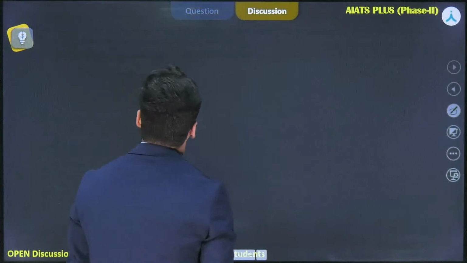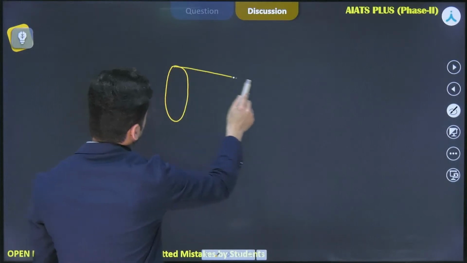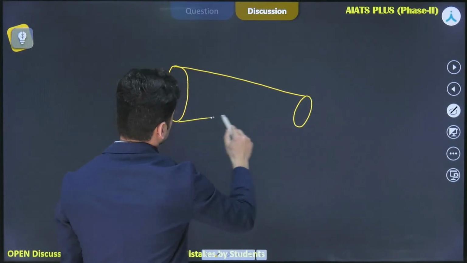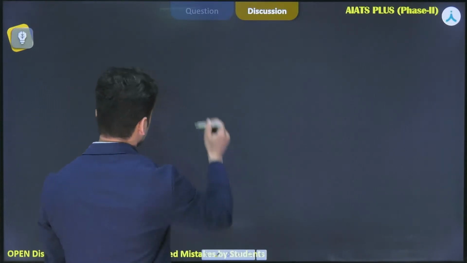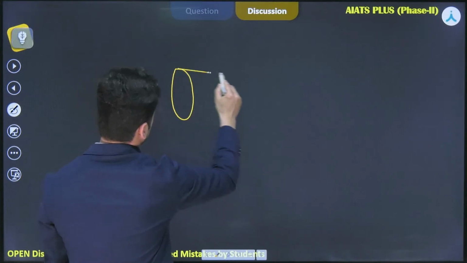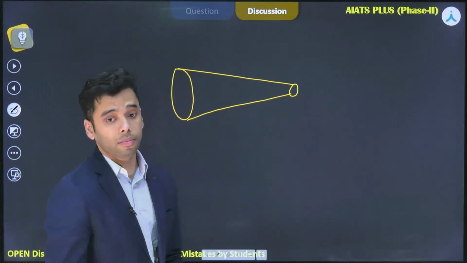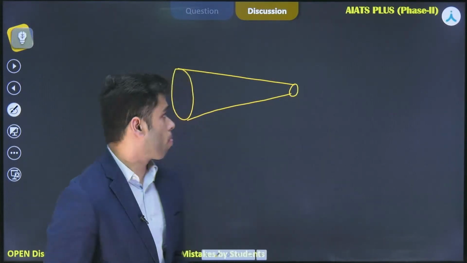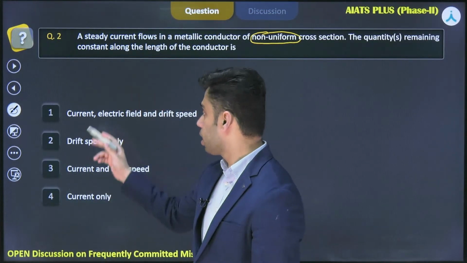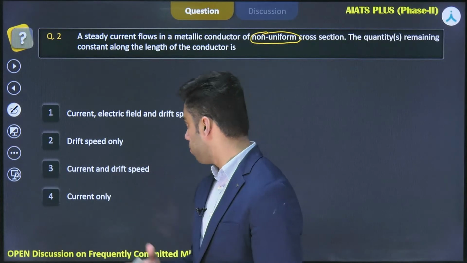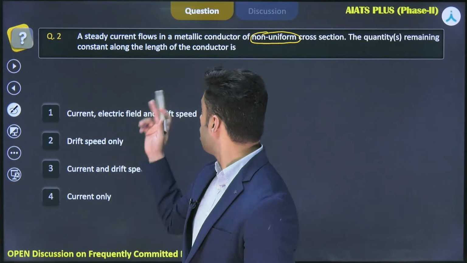Okay. So just to give you a reference, a conductor with a non-uniform cross section can look like this, right? Let me erase it. Let me make it again. So I have a conductor which is having a non-uniform cross section, something like this, right? Now let's discuss. So we need to comment about the current, the electric field, the drift speed, right? And you need to pick which one will remain constant throughout the length of the conductor.